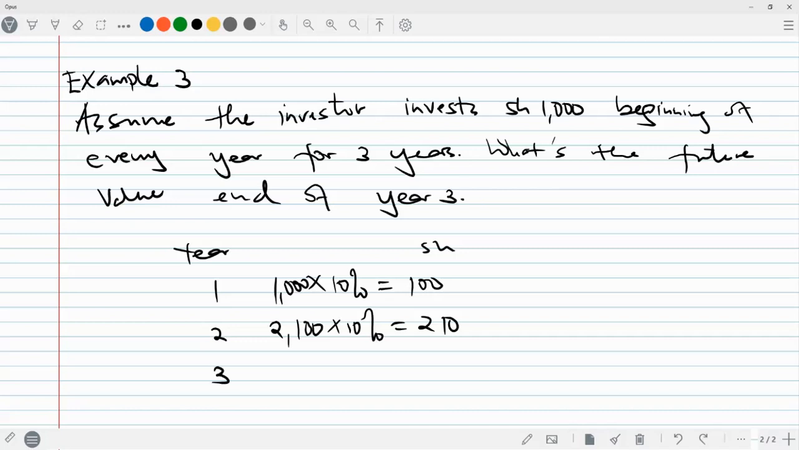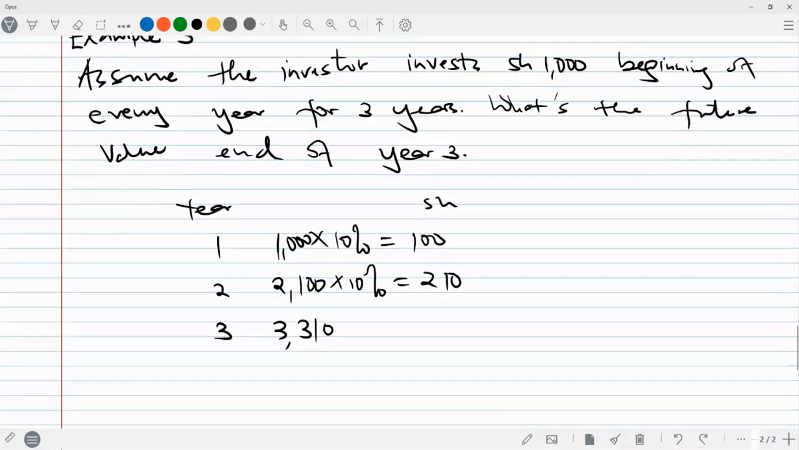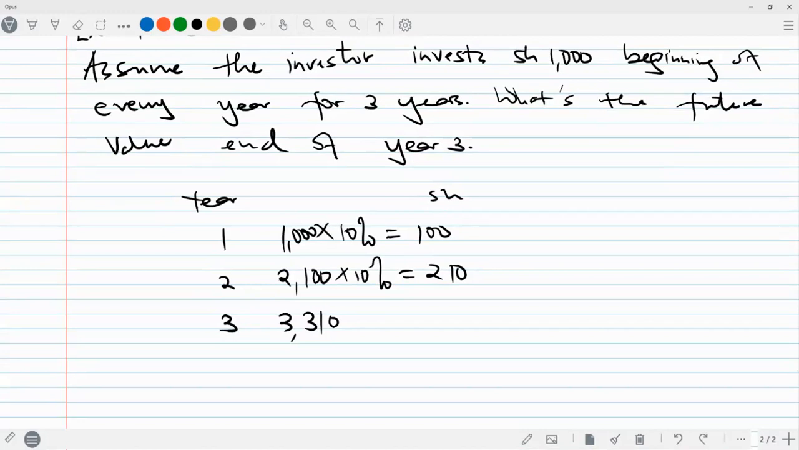Then in year three, same thing. On top of what you already invested, you earn another 100. Therefore, the total investment you have at the beginning of year three is 3,000 plus the interest earned so far, 100 plus 210. Therefore 3,310, I guess. Yes. Times 10% to give us 331.